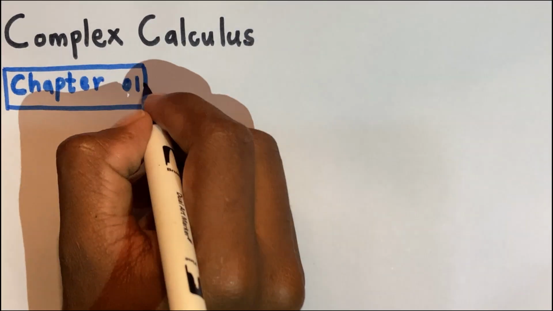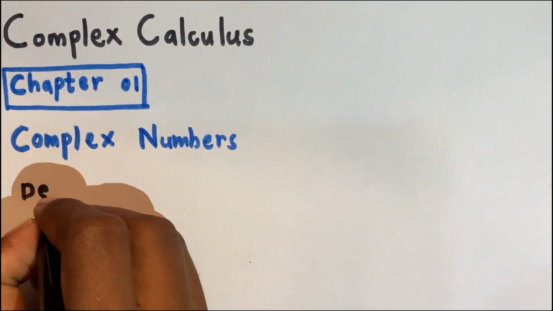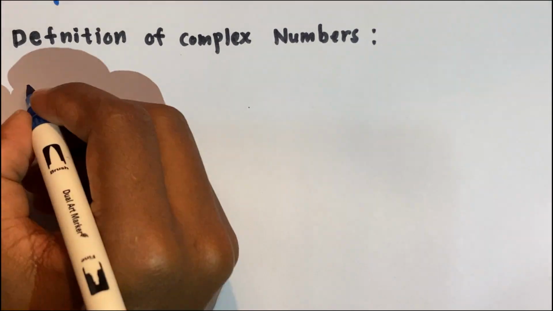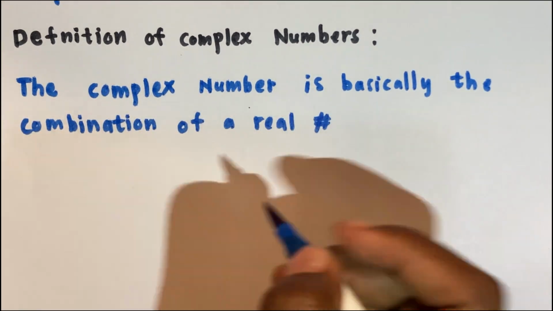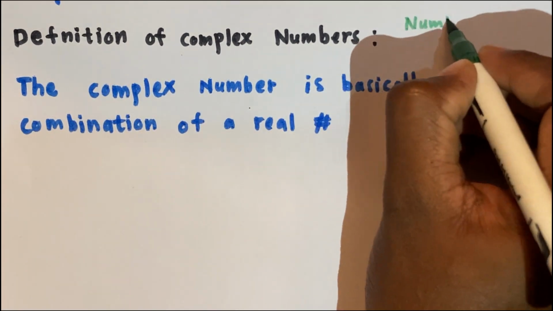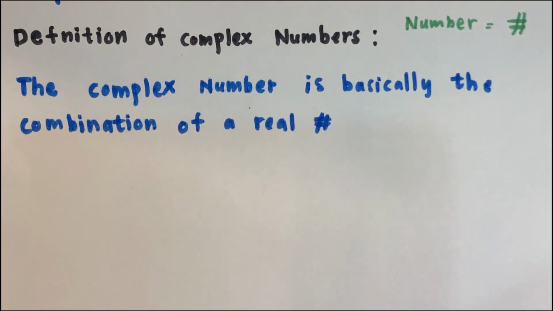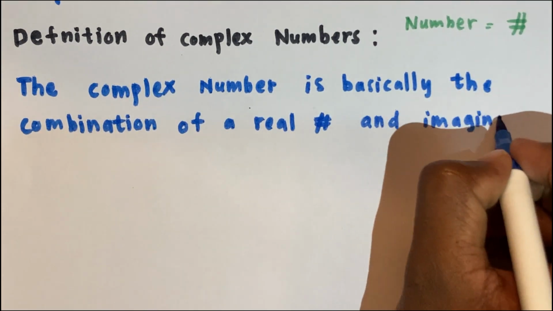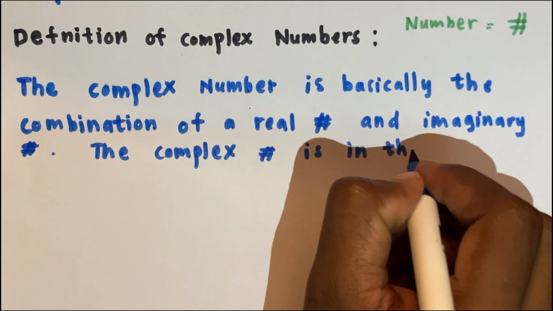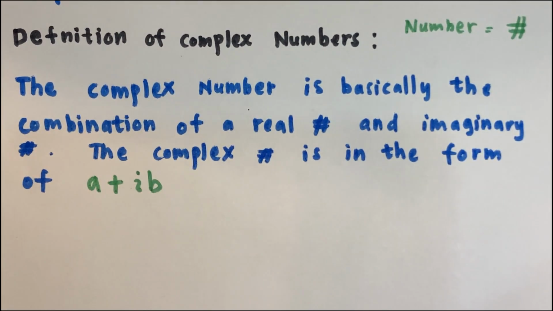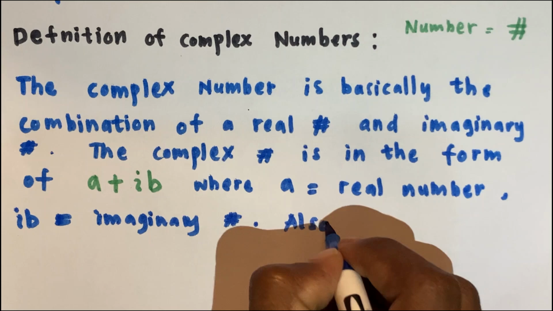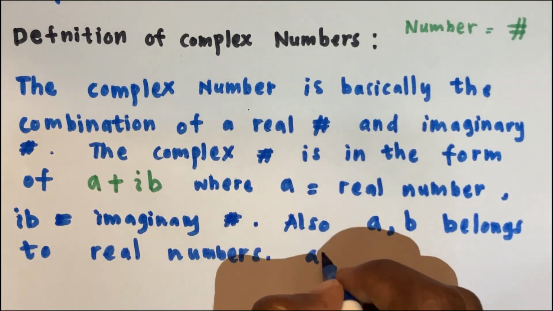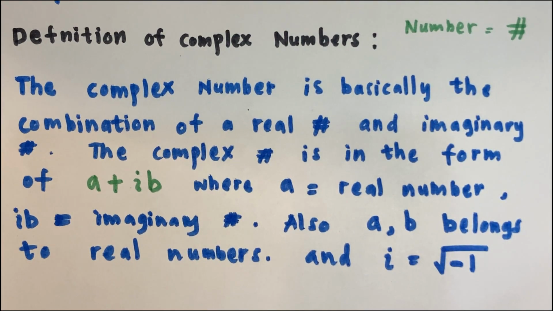Chapter 1. Complex numbers. Definition of complex numbers. The complex number is basically the combination of a real number and an imaginary number. I'm here using a symbol that replaces the word number, but it is not better. I used it for my convenience. The complex number is in the form of a plus ib, where a equals real number and ib equals imaginary number. Also, a, b belongs to real numbers and i equals square root of -1.